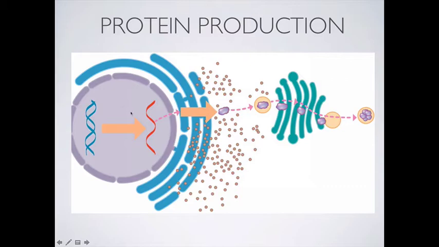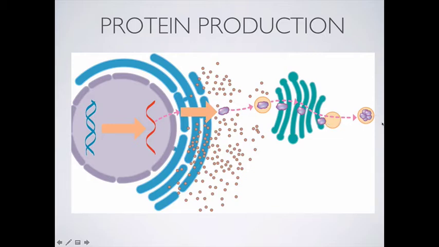When you copy the message from this to this, it's called transcription. And then when it gets made into a protein, it's called translation. So the message gets translated into an amino acid sequence. Remember, that's what proteins are: amino acids. That amino acid chain, the primary protein, gets packaged up in here, and then it goes to the Golgi body. The Golgi body reworks it a little bit and then ultimately packages it back up to where it ultimately needs to go.